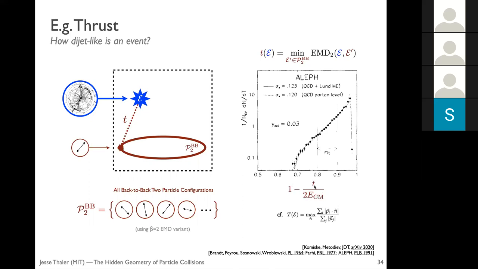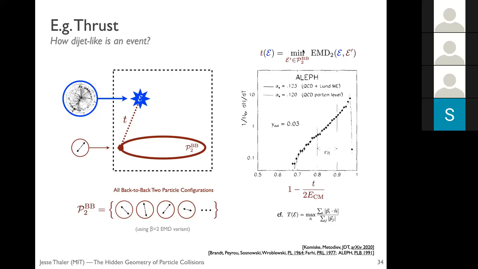That's the original thrust. And here I tried to find the most grainy old plot I could of thrust from, let's say, Aleph, just to emphasize that this concept has been with us for a while. And the original formula of thrust, as written down, for example, by Eddie Farhi, is mapped onto this EMD notion of thrust. And so this gives you some sense about why this choice of energy mover's distance is natural, because it maps onto things that we have seen in the past.